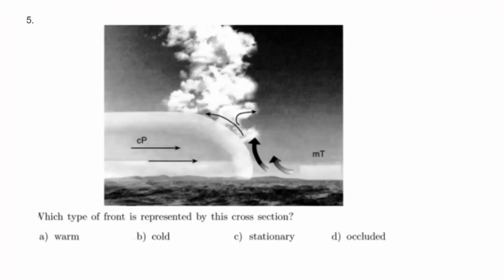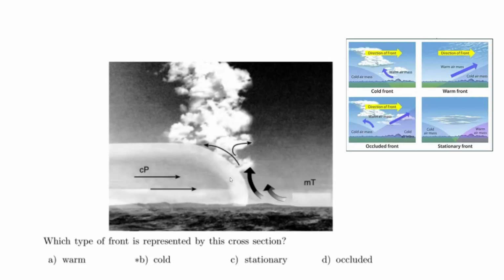So let's try some questions. Look at question number 5 on your worksheet and go ahead and pause this video, give it a try. Which type of front is represented by this cross section? The correct answer is B, cold.